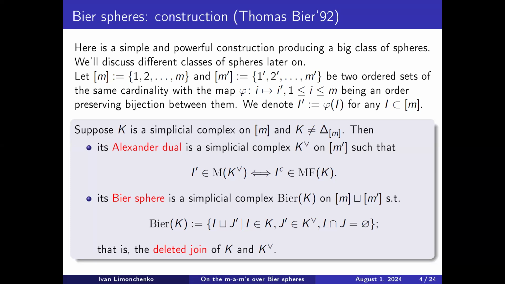Namely, it's the so-called deleted join of K and K dual. Deleted join, of course, can be defined for two arbitrary simplicial complexes on vertex sets having the same cardinality. But here you take K and K dual. What you obtain is some simplicial complex, and later in this talk we will recall its main combinatorial properties because we will need them. So for now, it's just an abstract simplicial complex on 2m vertices.